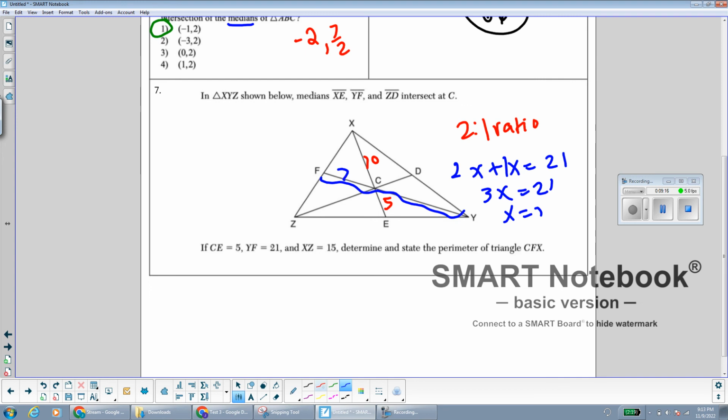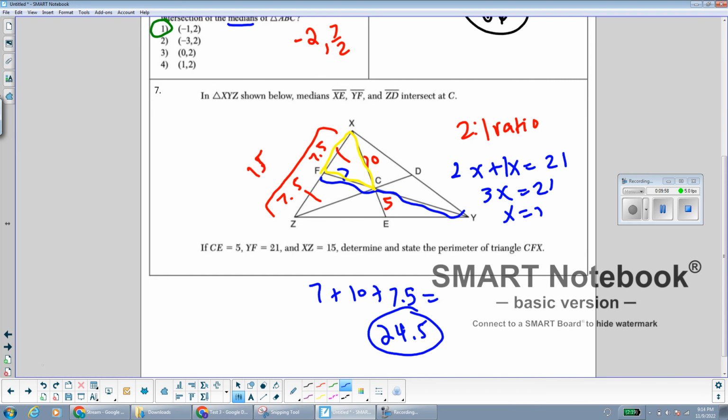And then finally, XZ is 15. Since a median connects midpoint to vertex, F is the midpoint of side XZ, which means it cuts it into two equal parts. So each part, an equal half, is 7.5. So the perimeter of triangle CFX would be the 7 side plus the 10 side plus the 7.5 side, which is 24.5.